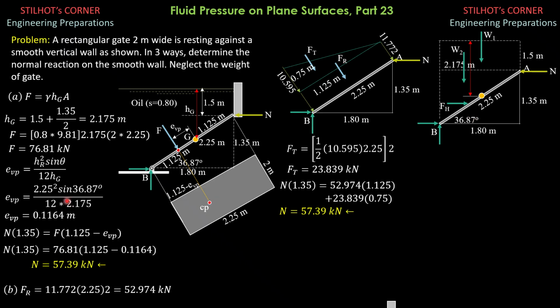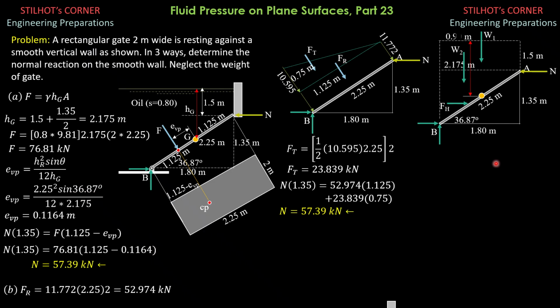Another way is we use this formula because the vertical projection is making an angle of 90 degrees, so do not include this. So it is 2.25 squared over 12 times 2.175. That's this vertical distance. Therefore, the moment arm of FH from B is half of 1.35, then minus 0.1164 sine of 36.87, or the calculation here disregarding this angle sine of 36.87.